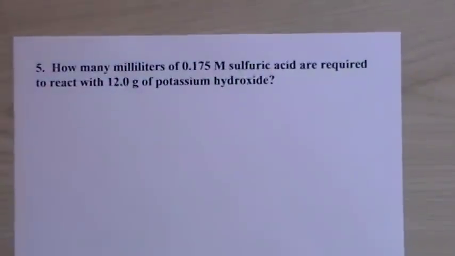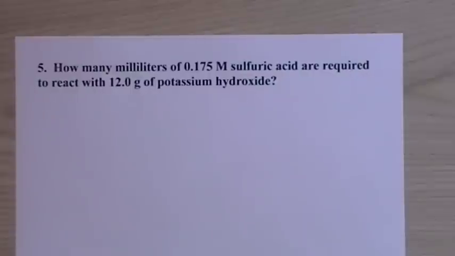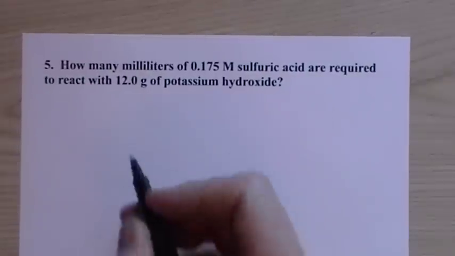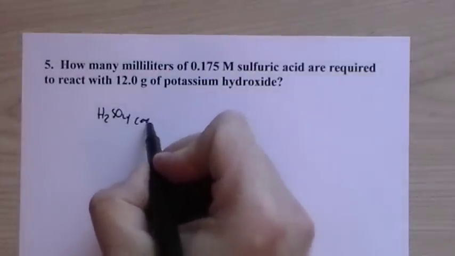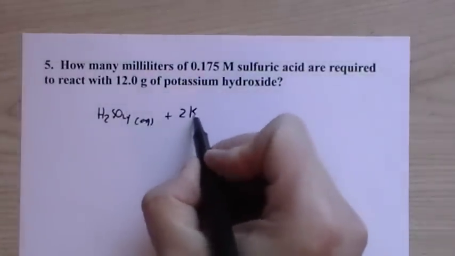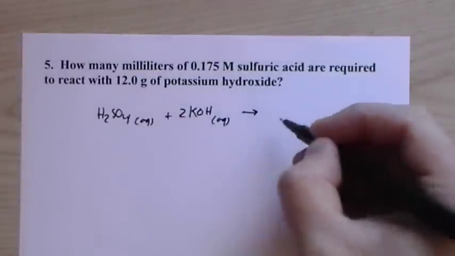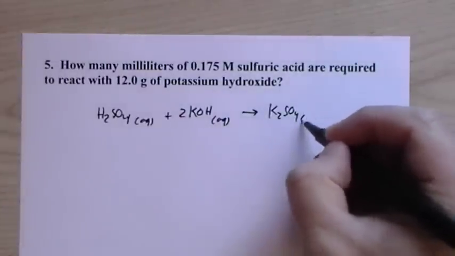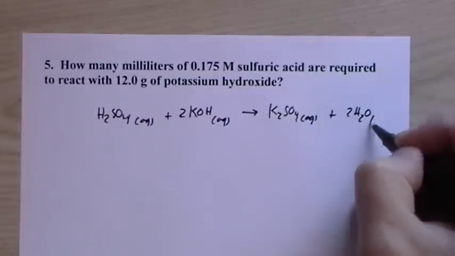Now, 5. How many milliliters of 0.175 molar sulfuric acid are required to react with 12 grams of potassium hydroxide? This one I bring up because now instead of being 1-to-1, it's going to be 2-to-1, or 1-to-2 here. This is our equation, and we get 2 moles of water.